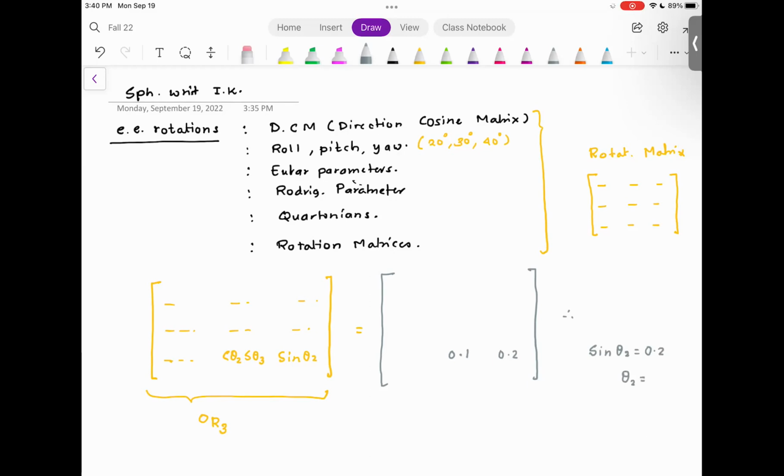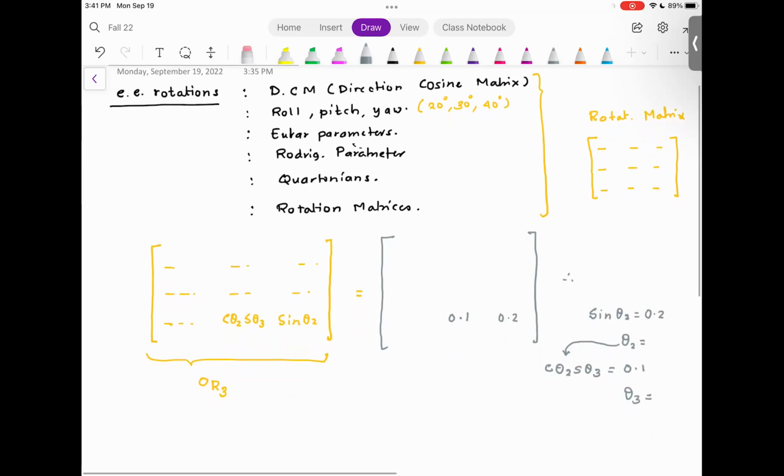Then I would use this value and say cosine theta 2 sine theta 3 is equal to 0.1. Substitute this theta 2 value here and then get the value of theta 3. Are you with me so far? So what you need to do is select 3 terms, because we have 3 equations and 3 unknowns. From those 3 equations, we have to find out 3 unknowns.